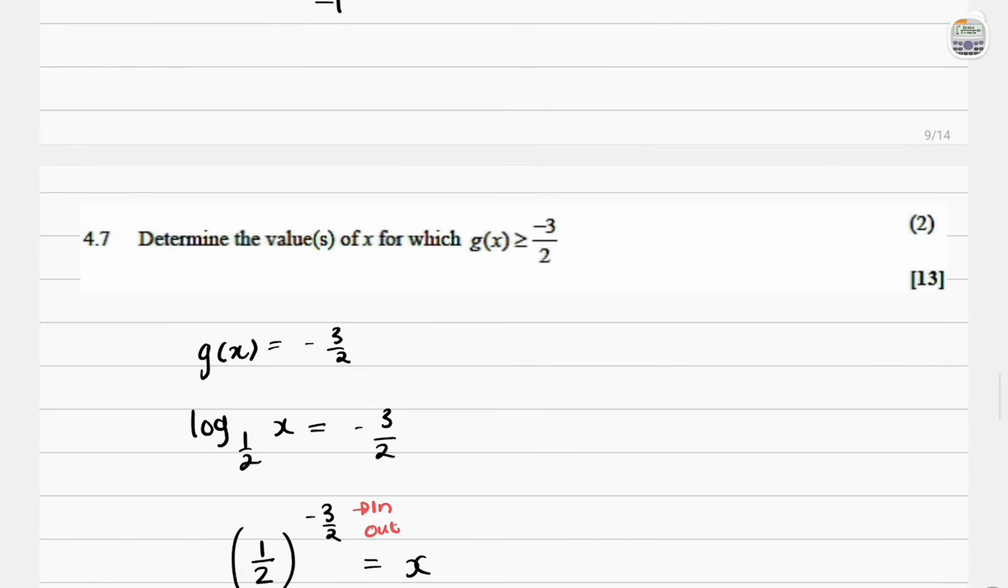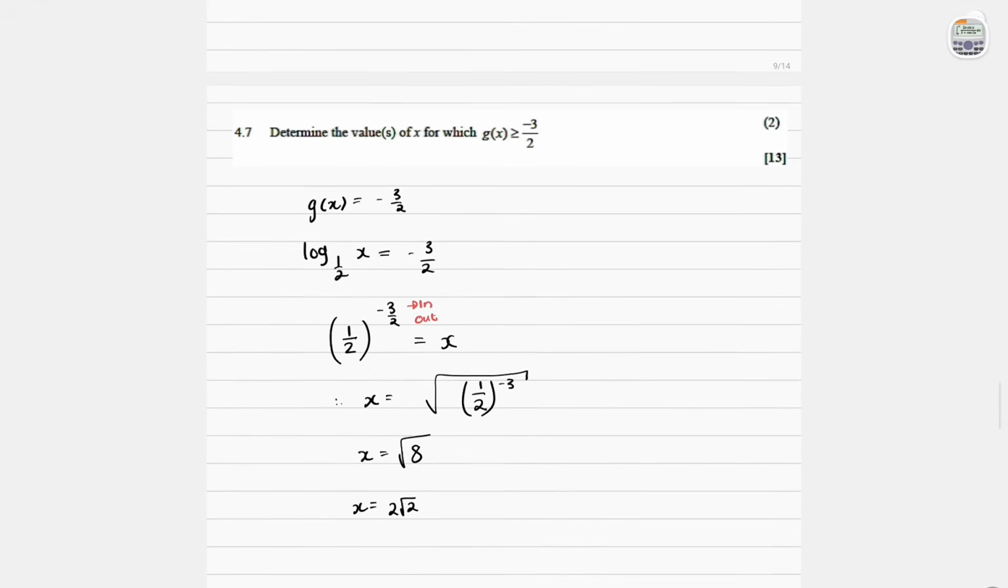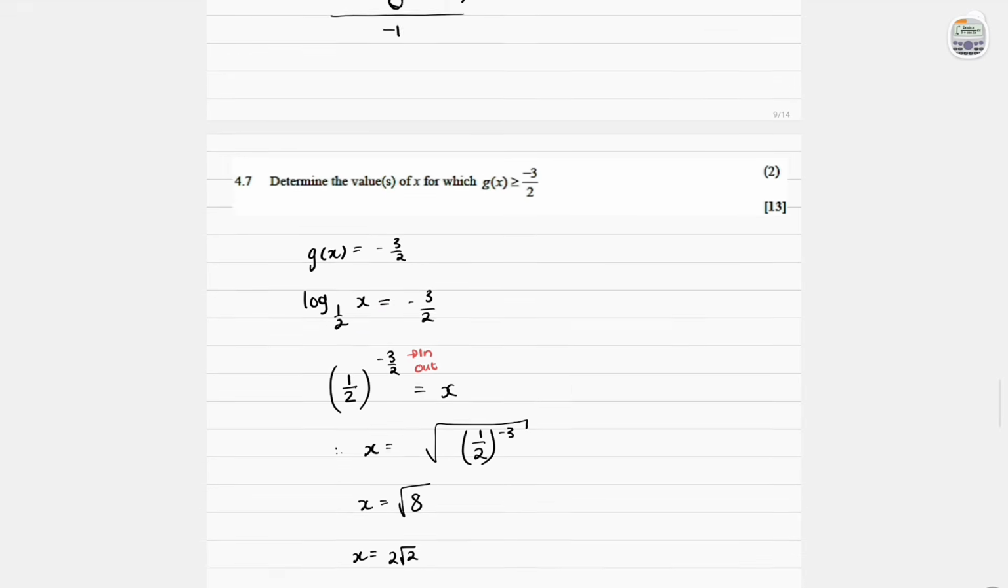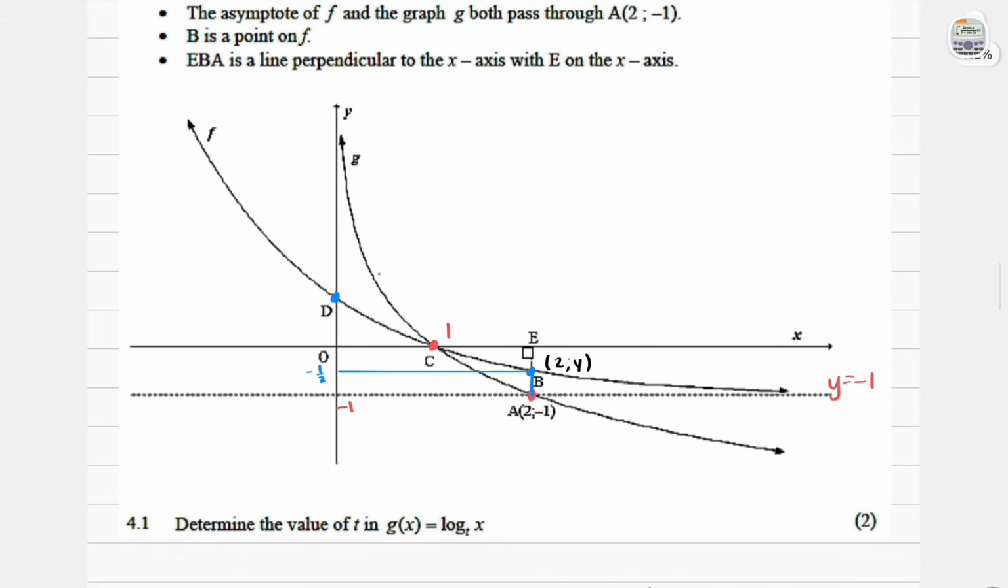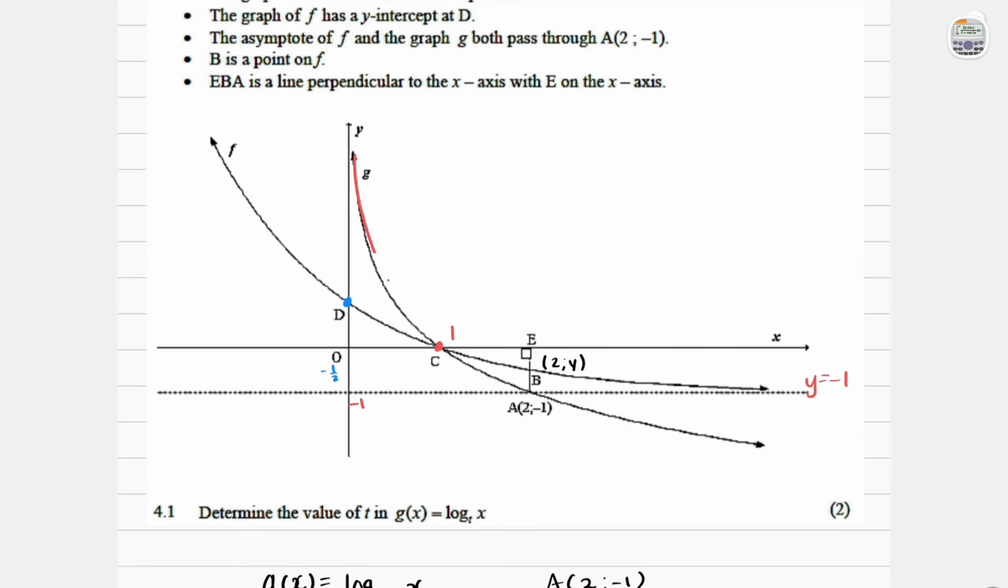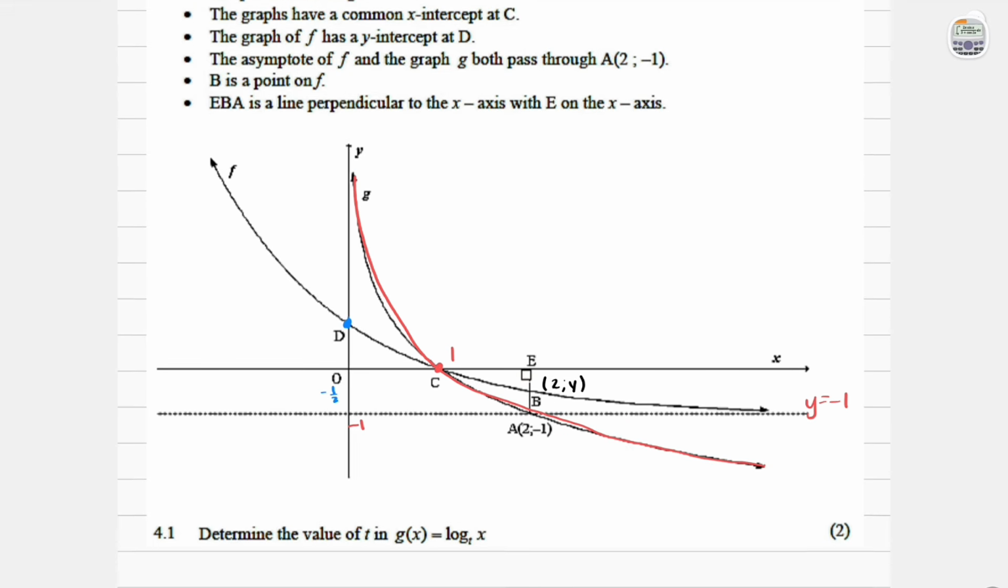Okay, and let's go ahead and find out where this graph is greater than or equal to this value, if the x value is 2 square root 2. Okay, so this is the graph of g that we have. Let me just get rid of some of these annotations. Okay, so this is our graph of g, right? And we're trying to find out where it is greater than or equal to negative 3 over 2.